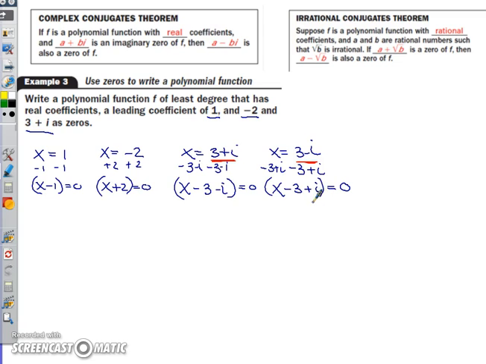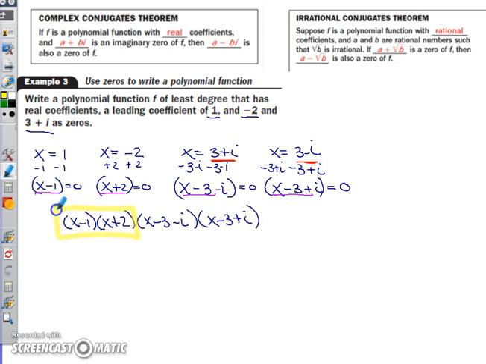So these pieces right here are going to be multiplied together, and I'm going to write it as x minus 1, x plus 2, and then x minus 3 minus i times x minus 3 plus i. Now, as a method to my madness, I'm going to break this into groups. Let's multiply the first two, then we'll also multiply these two, and then we'll do a second multiplication. So we'll multiply the yellow group together, and then the purple group together, and see what we get. This is just foiling, and you guys know how to foil.